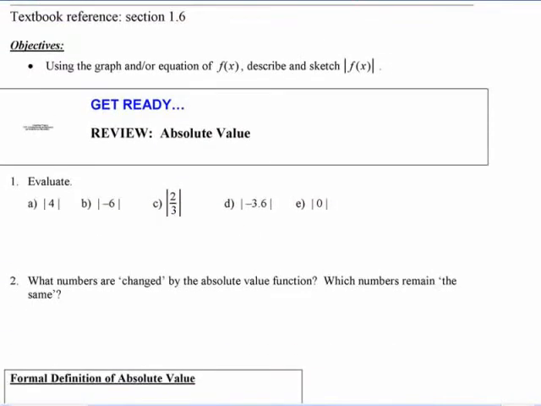Okay? This stuff is just review, assuming you know what absolute value is. Not trying to insult your intelligence here, but just make sure you understand whether a number is positive or negative, its absolute value is just the number. I mean, it's positive, right? 2/3, 3.6. Absolute value of 0 is 0.